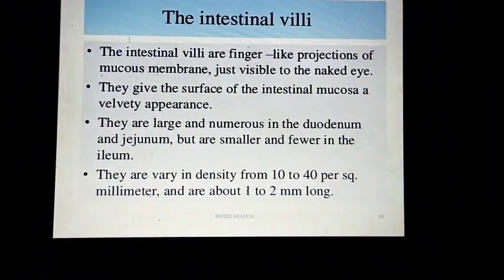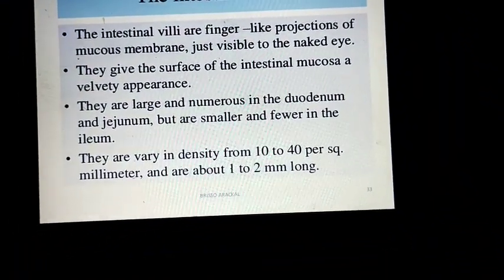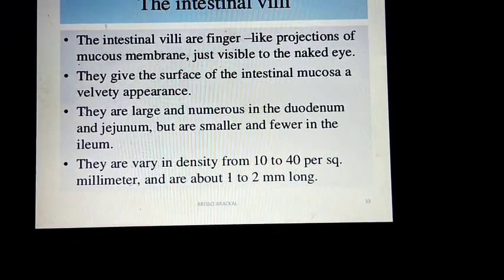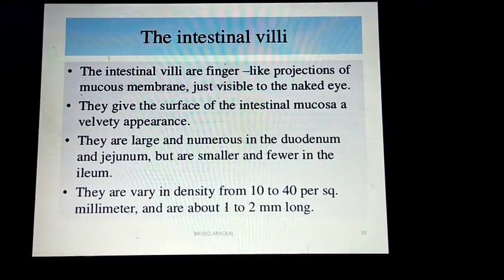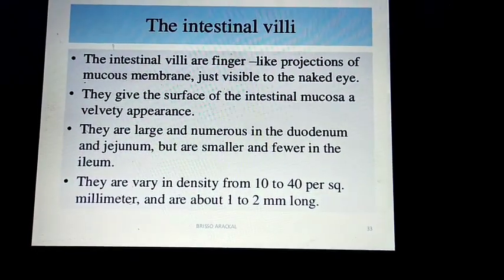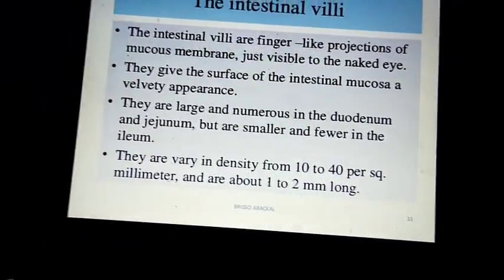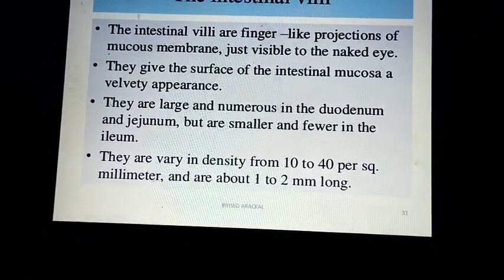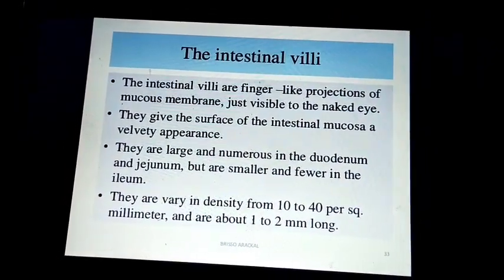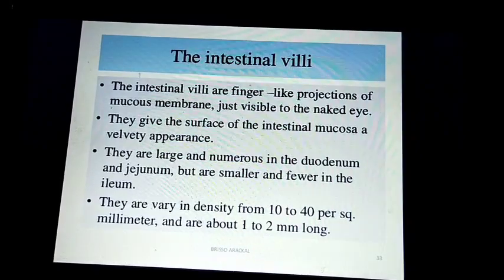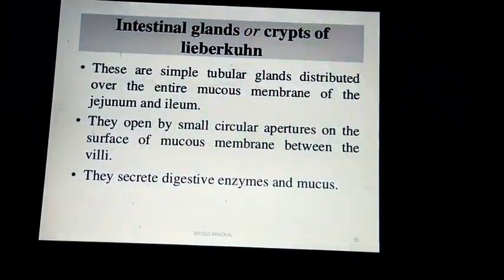The intestinal villi are nothing but finger-like projections of the mucosa, just visible to the naked eye. They give the surface of the intestinal mucosa a velvety appearance. They are large and numerous in the duodenum and jejunum, but smaller and fewer in the ileum. They vary in density from 10 to 14 per square millimeter and are about 1 to 2 mm tall.